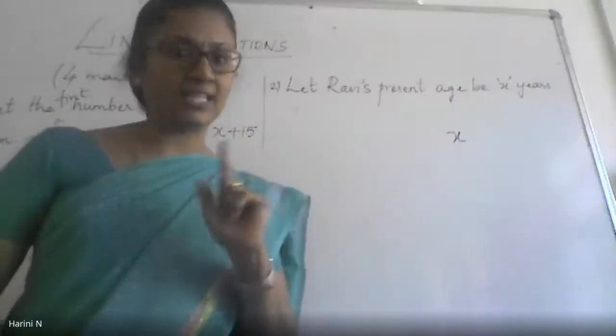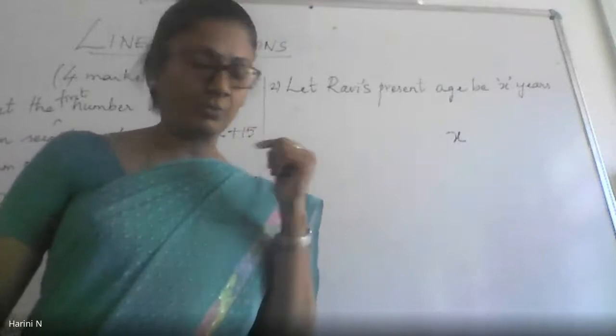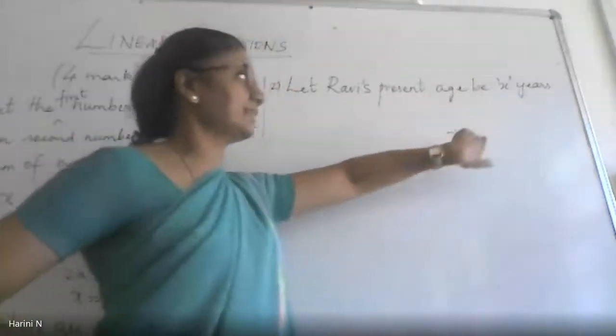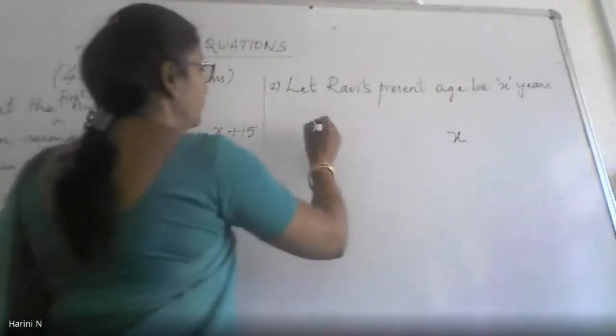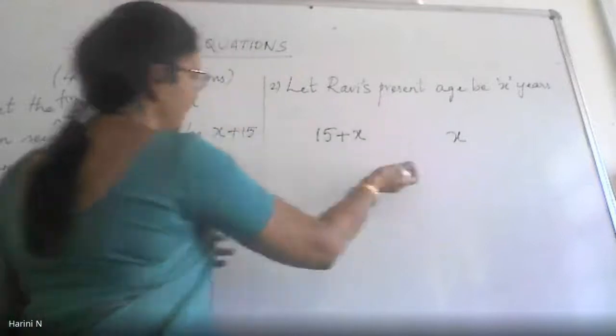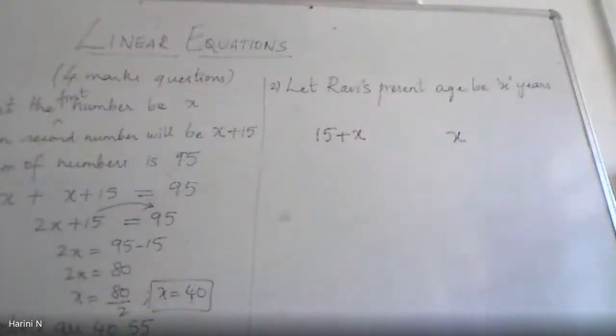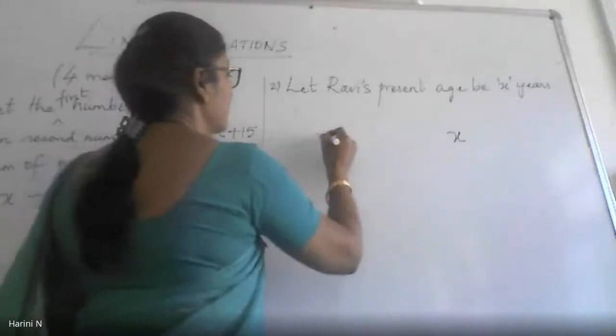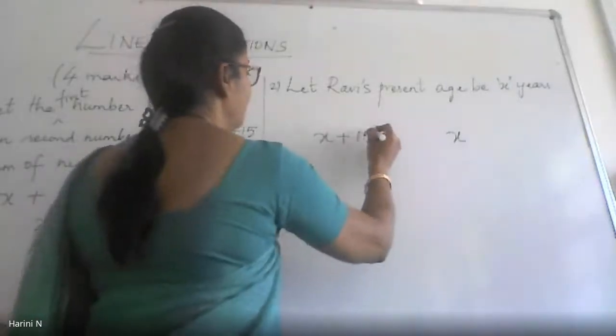Ma'am, 13 plus 5, ma'am. 13 plus 5, not 13x. Like you said here, if a person is x years old now, 15 years later he will be 15 plus x, or x plus 15, any way you can write. Maybe we will write it as x plus 15 itself, because now he is x, 15 years from now he will be 15 plus x.